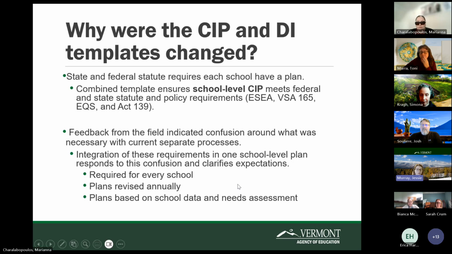We've also heard from the field over the past few years that there was general confusion about what was actually required for LEAs and for schools. By integrating all these requirements within one template, we hope to clarify what those expectations are, what the statutory requirements are, and make it a little bit simpler for all schools and therefore their LEAs to meet all requirements utilizing this template.